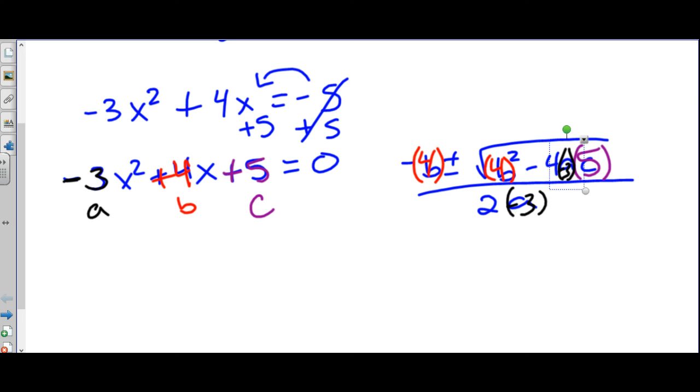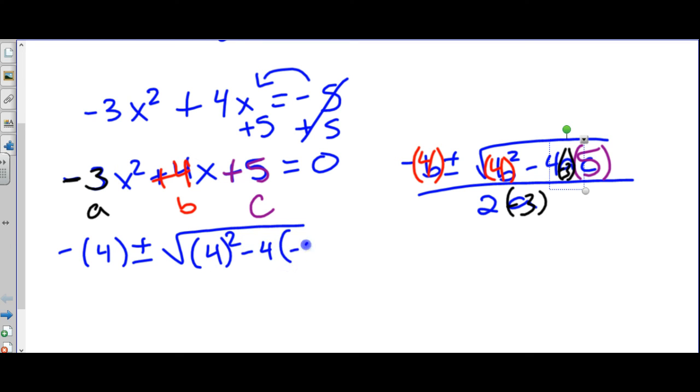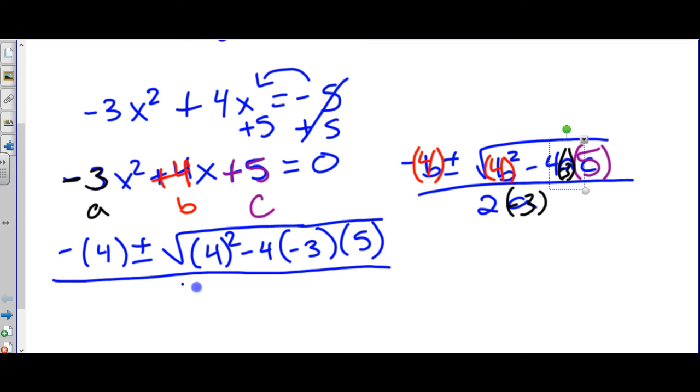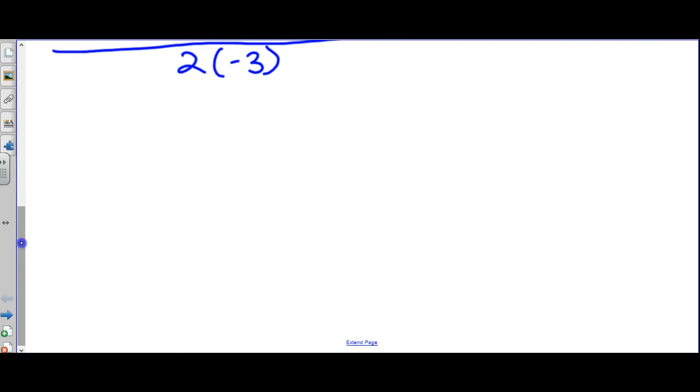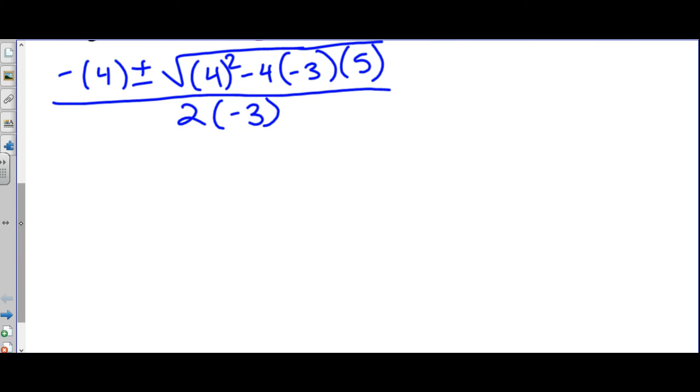Now writing this so it's not mushed up, we'd have negative, positive 4, because negative from the formula, positive because b was positive, plus or minus the square root of b squared. Again, we're replacing b with 4, minus 4 times a, which was negative 3, times c, which was 5, all over 2 times a. Once we've got that plugged in, now we have to simplify it. When you have a negative outside a positive, that's really just a negative number. So this 4 just stays negative 4.